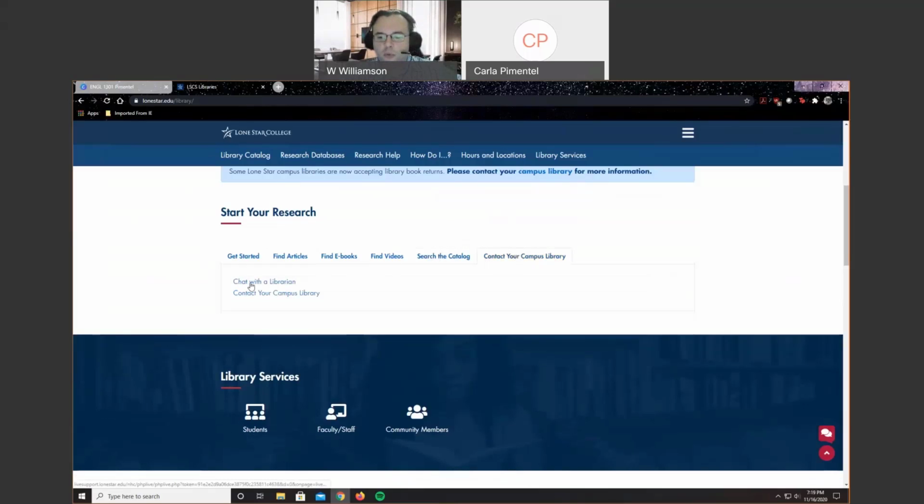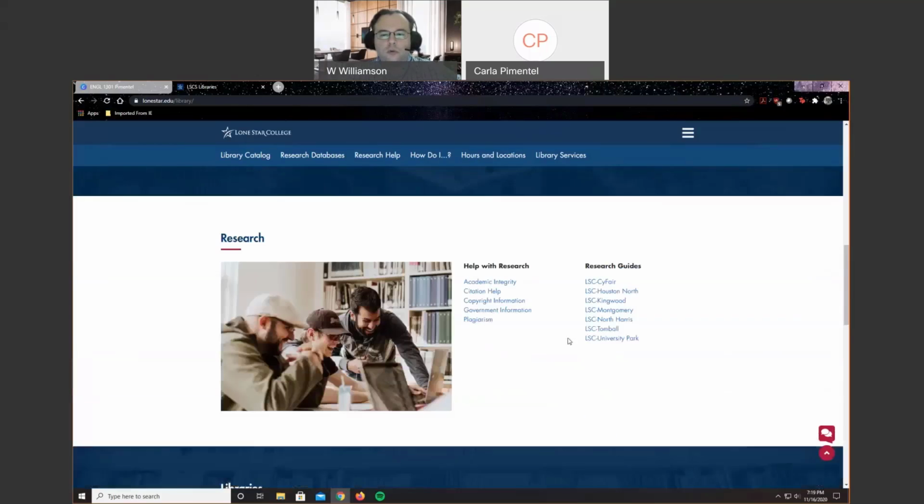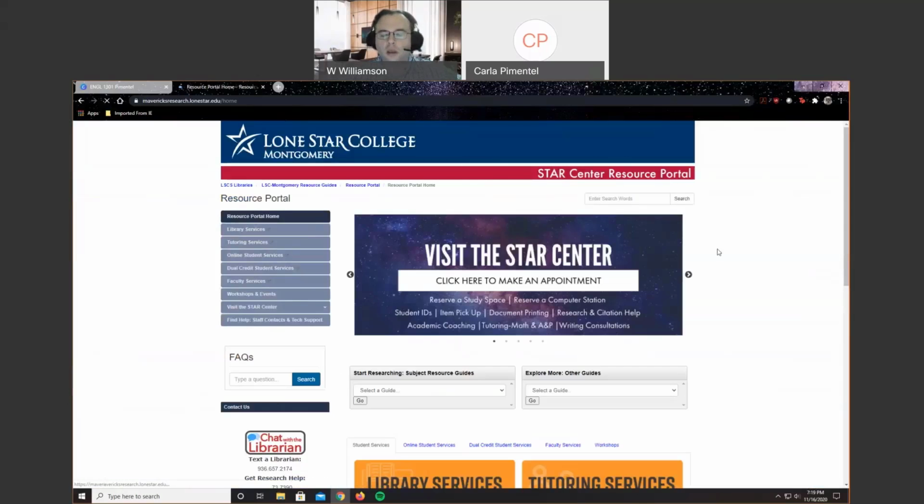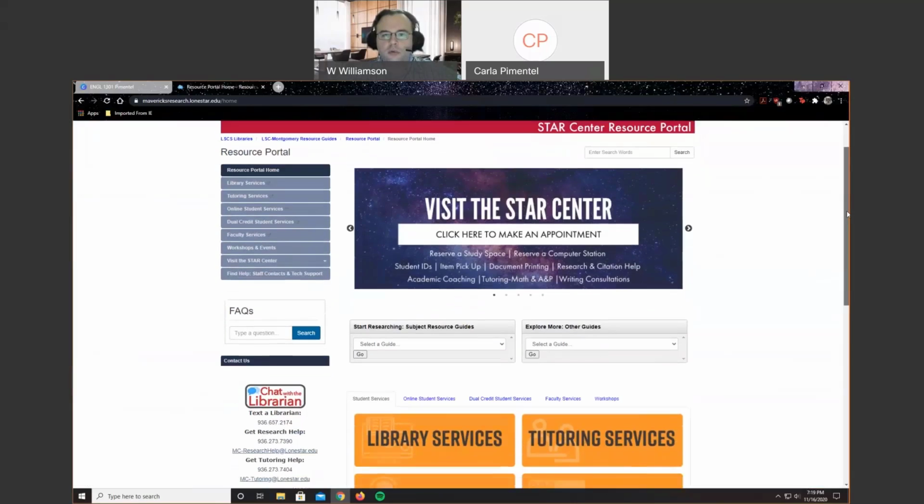And then also here you can select to chat with a librarian. Again, you could get a librarian from any campus, but we're all trained to handle academic research questions, or you can find contact information for your specific campus. Now, if we scroll down, you're going to see these links here labeled as research guides. And we want to go ahead and select the one that says LSC-Montgomery.